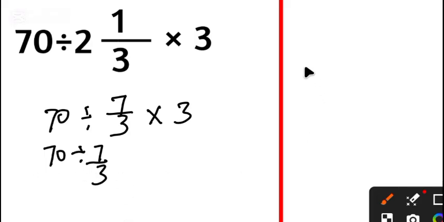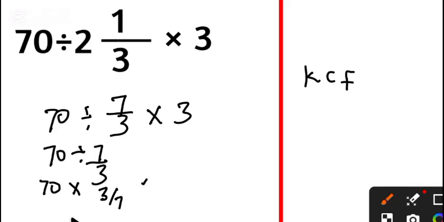Using the KCF rule, K stands for keep. We keep the 70. C stands for change. We change this division to multiplication. And F stands for flip. We flip 7 over 3 into 3 over 7.